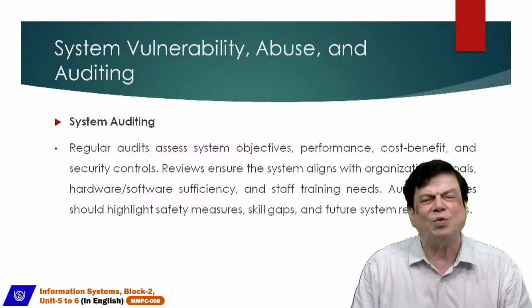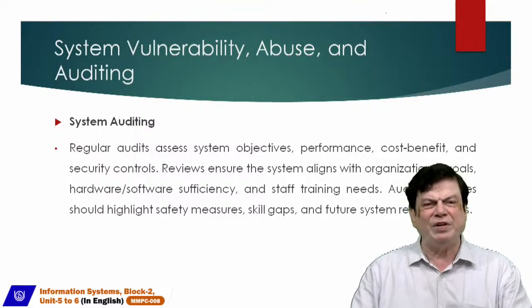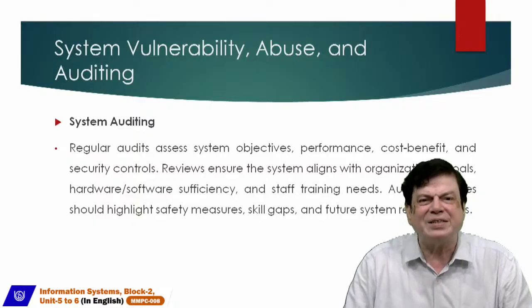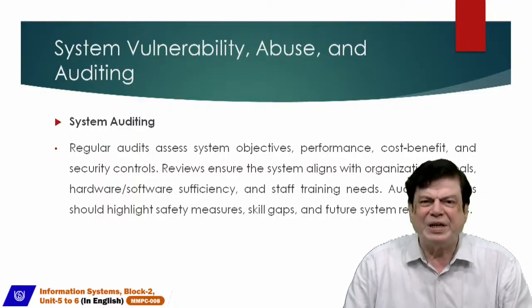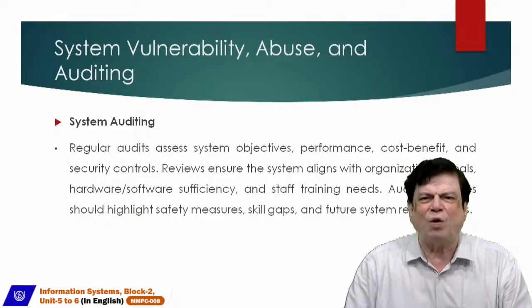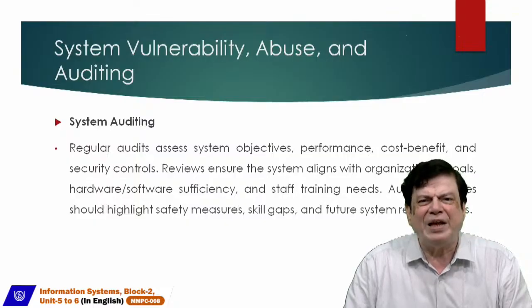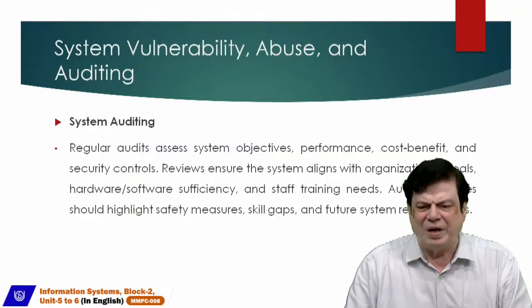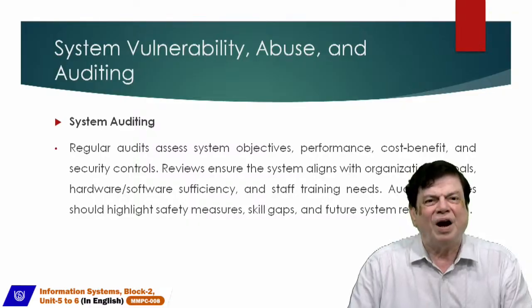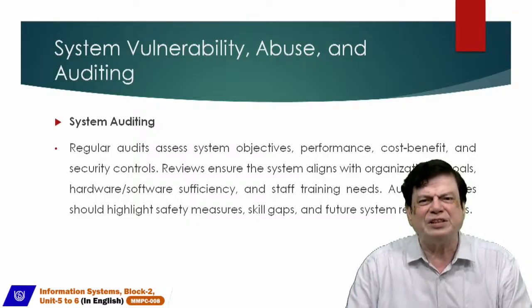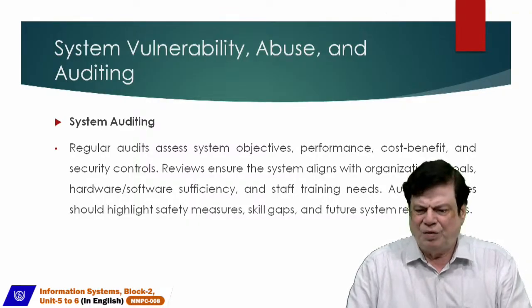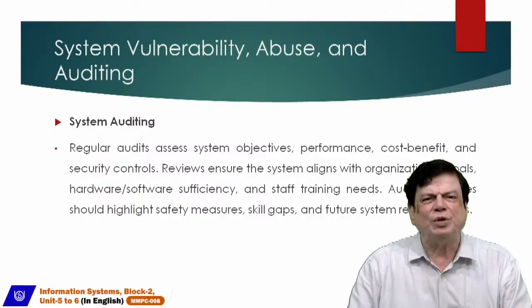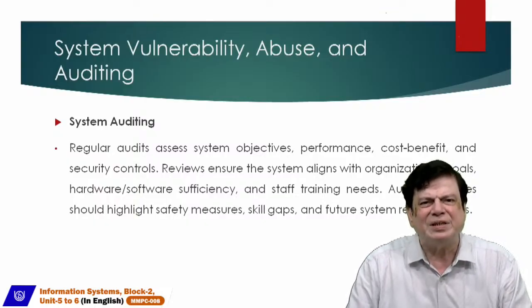requirements. So under system auditing, we have seen regular audits assess system objectives, performance, cost benefit and security controls. Reviews ensure the system aligns with organizational goals, hardware, software sufficiency and staff training needs. Audit outcomes should highlight safety measures, skill gaps and future systems.